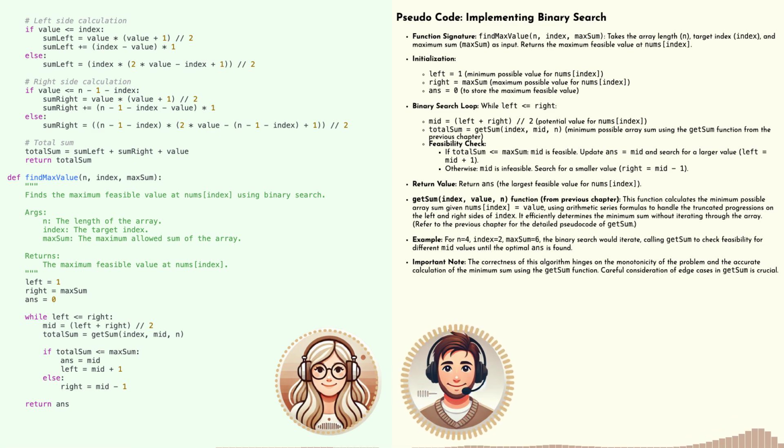Okay, so we just keep doing this over and over again, right? Yeah, we keep checking the midpoint, calculating that minimum sum, and then adjusting our search range. And the search range gets smaller and smaller. Exactly. And eventually that left pointer is going to pass the right pointer. Oh, and that means we're done? Yeah, exactly. That means we found our answer. And that answer is the biggest possible value for our target index that follows all the rules. Right. It's the best we can do.